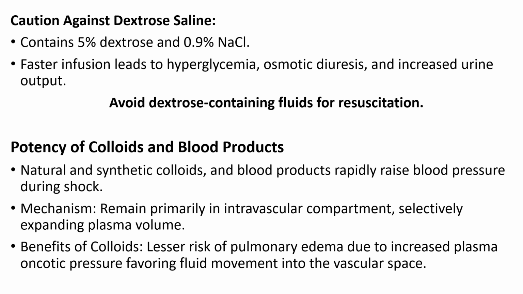Potency of colloids and blood products. Colloids can be natural or synthetic, and then we have the blood products. They rapidly raise the blood pressure during shock. The mechanism is simple: they remain primarily in the intravascular compartment, thus selectively expanding the plasma volume. Benefits of colloids: they have a lesser risk of pulmonary edema due to increased intravascular osmotic pressure, favoring fluid movement into the vascular space.